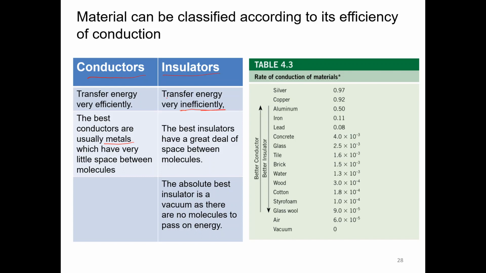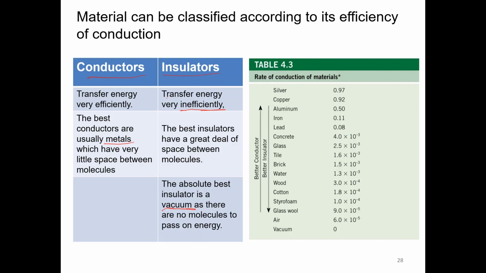The best insulators usually have larger space between the molecules. This is one of the characteristics of the insulator: the distance between molecules is larger compared with the distance between molecules of the conductor. The best insulator is the vacuum, because there are no molecules that can pass the energy.